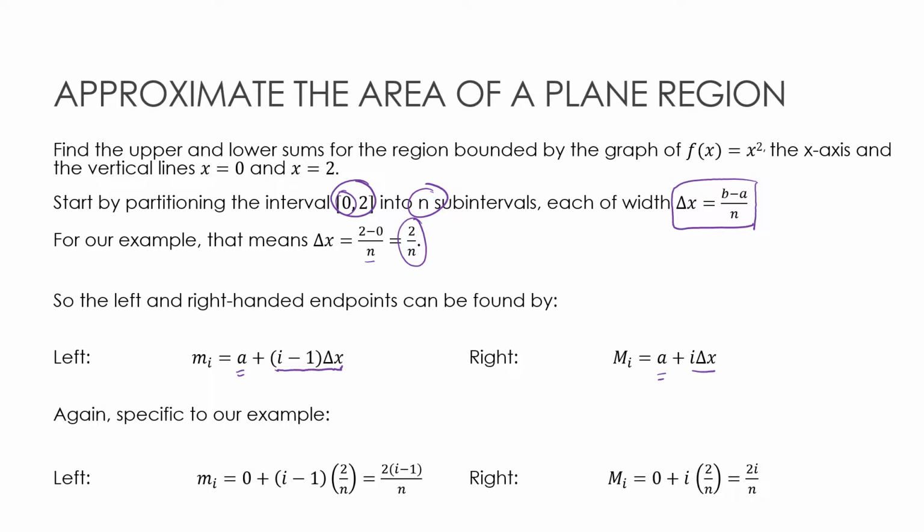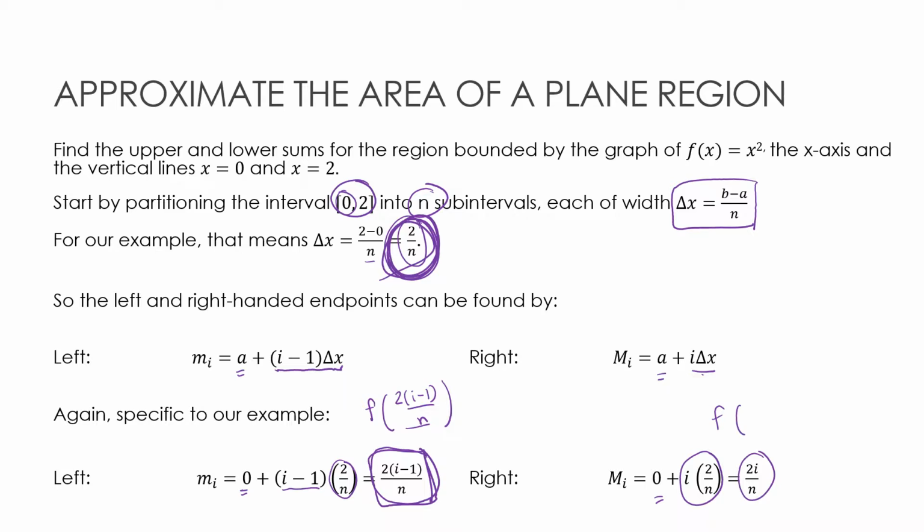So on the left-hand side, that's where I came up with this. I took a, which was 0. I took i minus 1 times delta x, which was 2 over n. That's this guy up here, same thing. Multiplied it out to get this. And if you'll notice, on the last example that we just did, remember I said it was f of 2 times (i minus 1) over n, and then I just plugged that in for f. That's exactly where that came from. The right-hand side started at 0, so I just took i times delta x, of course still being 2 over n, and that's where the 2i over n came from, and then I plugged that into my function.